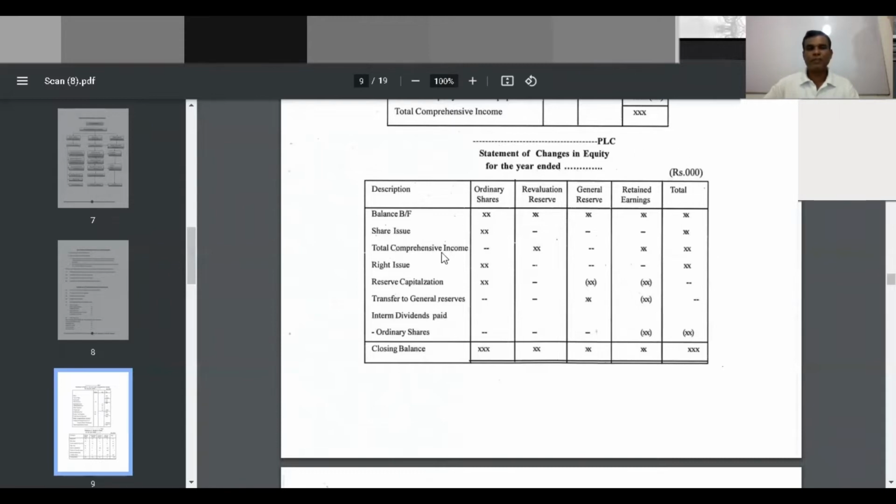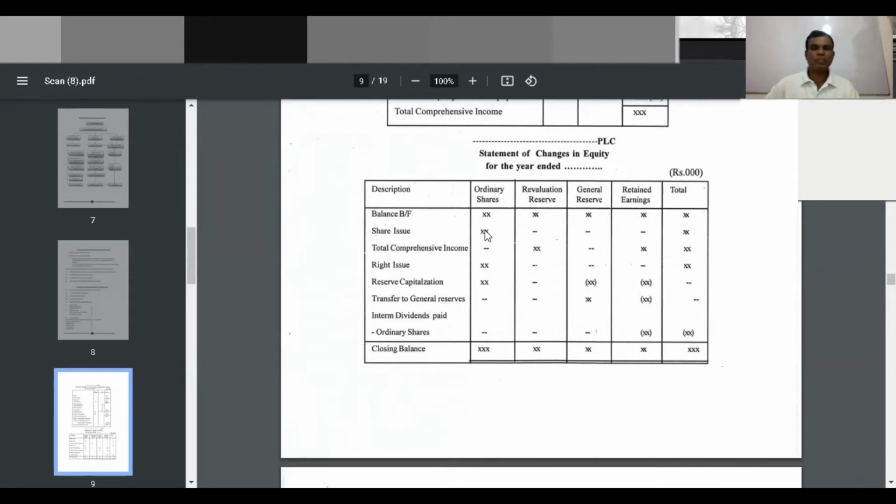Here, the equity of the company comprises 4 components: ordinary shares, revaluation reserve, general reserve, and retained earnings. This is the opening balance of each component, and this is the total. If there is a share issue during the period, the ordinary share value increases.